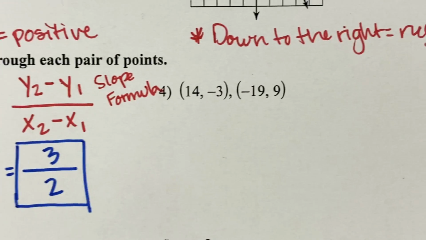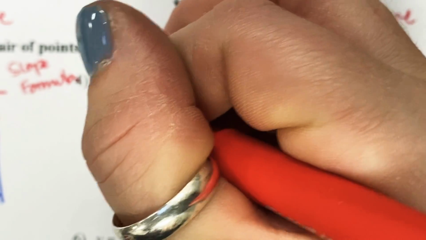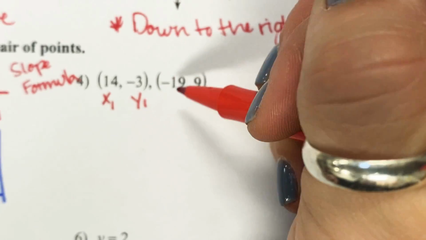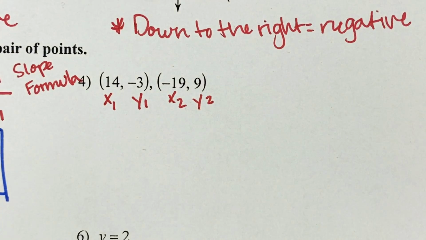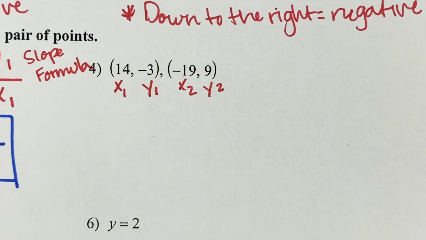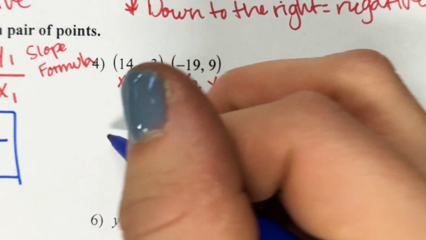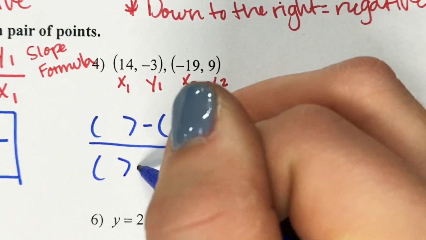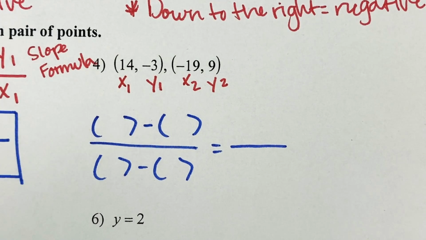Okay, so let's look at number 4. We still need to label our x's and y's. So this is going to be our x1, y1, and then our x2, y2. Perfect. Now that those are labeled, let's fill in our slope formula: y2 minus y1 over x2 minus x1. And we're going to figure out what that is.